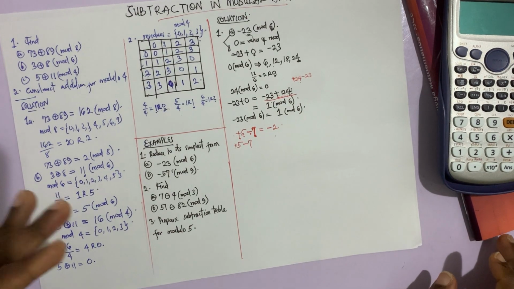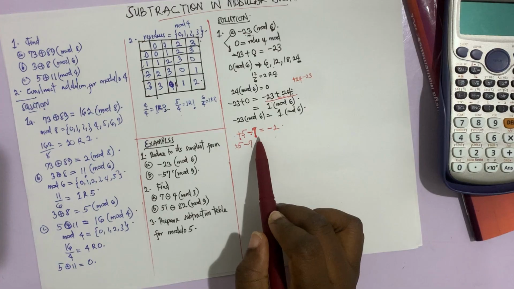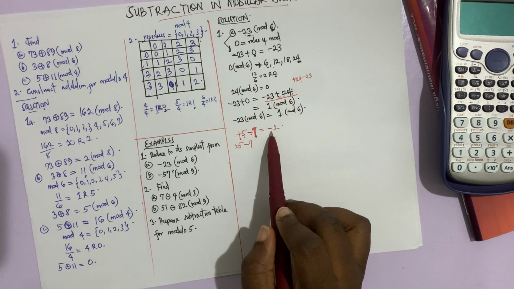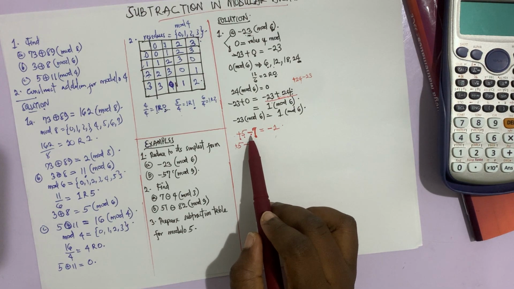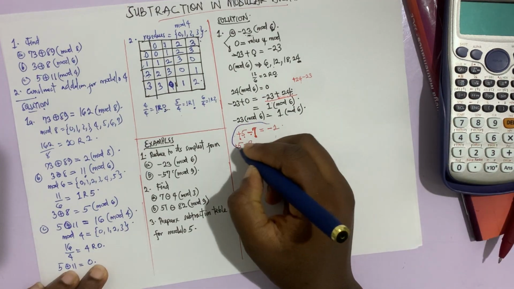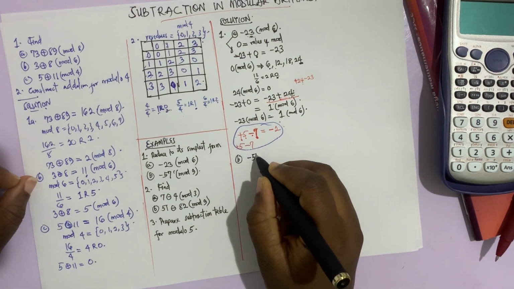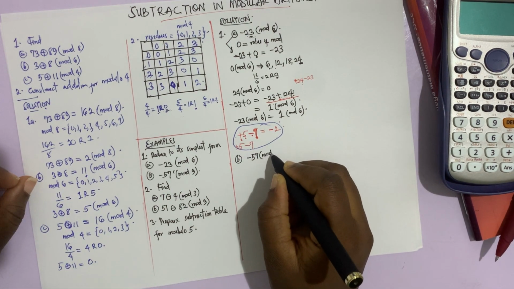First is to assume that the negative is what you are owing and the positive is what you have. And so when you pay what you have from what you are owing, what will be left? If the greater number is positive, then your answer will be positive. If the greater number is negative, then your answer will be negative. That is just by the way. Back to our question, minus 23 modulo 6 will give us 1. 1b, minus 57 in modulo 9.